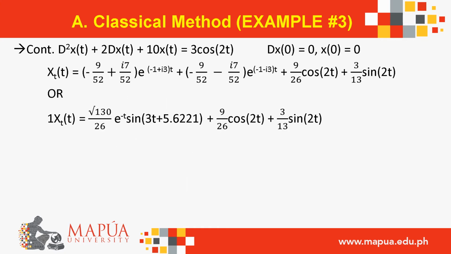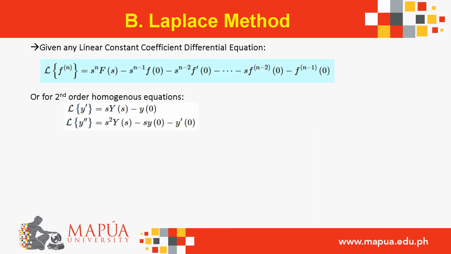With the values obtained in the different solutions, we will now have our final answer equal to the square root of 130 over 26 e raised to negative t sine (3t plus 5.6221) plus 9 over 26 cosine 2t plus 3 over 13 sine 2t, thus concluding the classical method in solving differential equations. Moving forward, we will now use the Laplace method in solving differential equations.